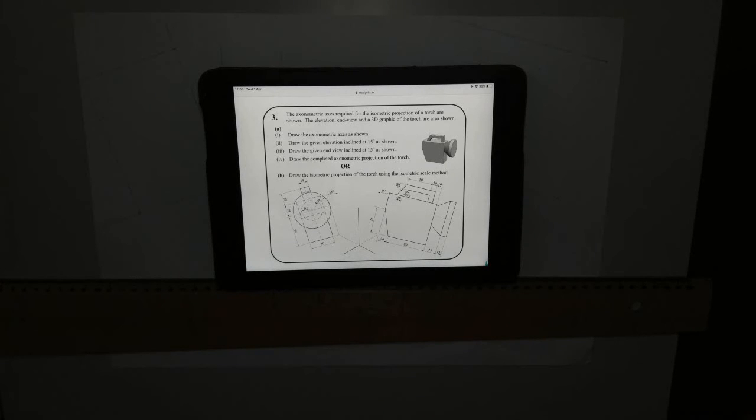So part 1, draw the axonometric axis as shown, so basically the crow's foot in the centre of the page. Part 2, draw the given elevation inclined at 15 degrees as shown. Part 3, draw the given end view inclined at 15 degrees as shown. So basically these two views here for part 2 and 3. And then part 4 is draw the completed axonometric projection of the torch. So basically when we take in all of our points, we draw the 3D shape in the centre of our page where the crow's foot is.